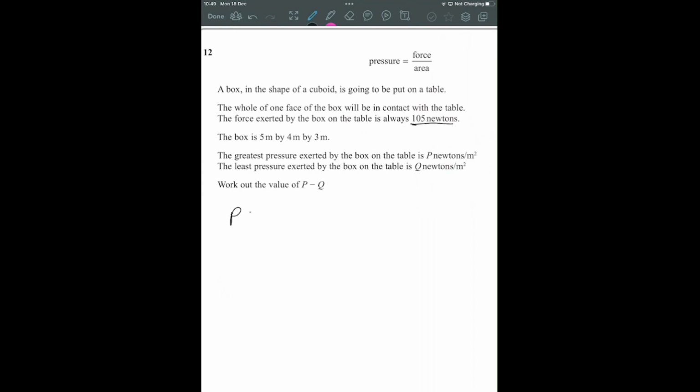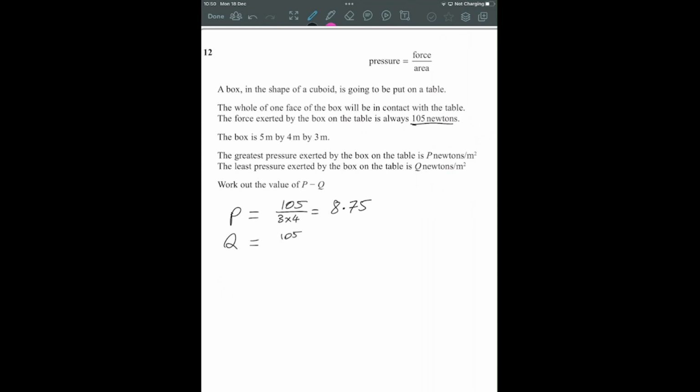So let's try and work out the greatest pressure first. Well, it's always going to be 105, but we're going to have to divide by the smallest possible area. We know a small area means a bigger pressure. The smallest area face that I could create is the 3 times 4. So dividing 105 by the 3 times 4 gives a pressure of 8.75.